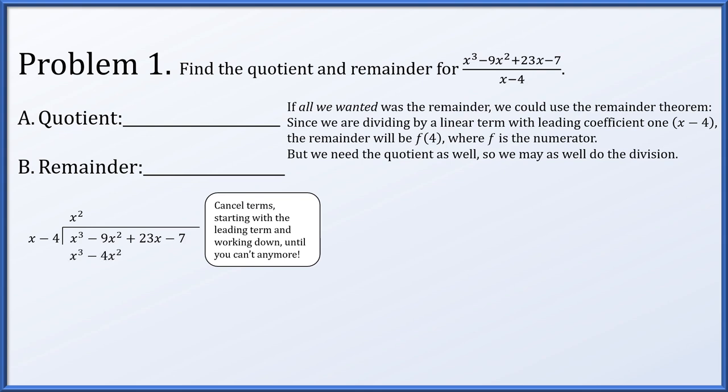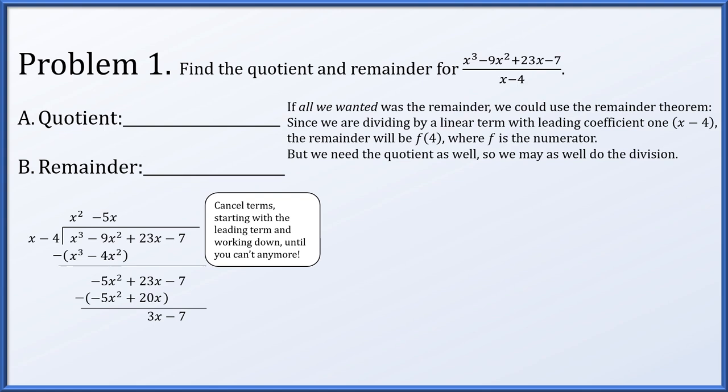Multiplying x minus 4 by x squared produces x cubed minus 4x squared. We then subtract that from the numerator. That cancels out the x cubeds, giving us minus 5x squared plus 23x minus 7, and then we repeat this procedure as long as we can. So what would you multiply x minus 4 by in an attempt to cancel out negative 5x squared? You'd multiply by negative 5x, because when you multiply x minus 4 by negative 5x, you'll get that negative 5x squared. You will also get a plus 20x, so now when we subtract that from what we still have, we'll have the linear term 3x minus 7.